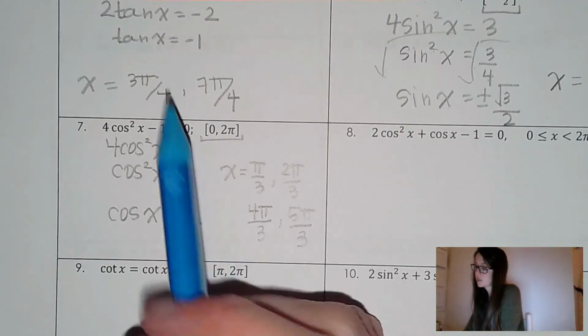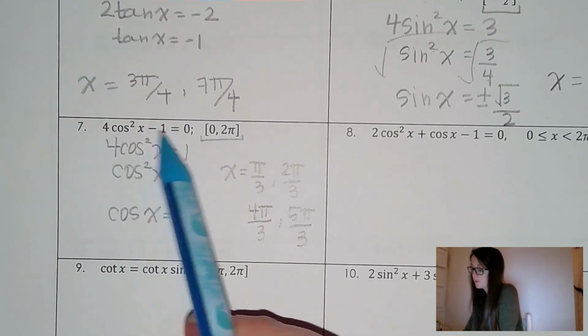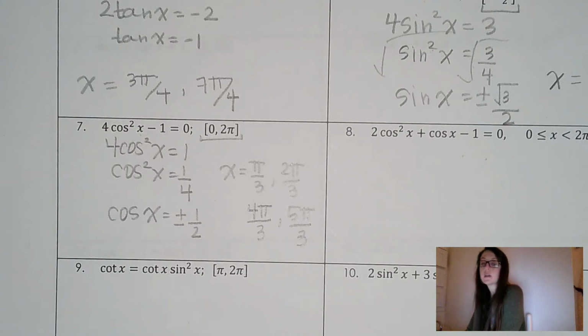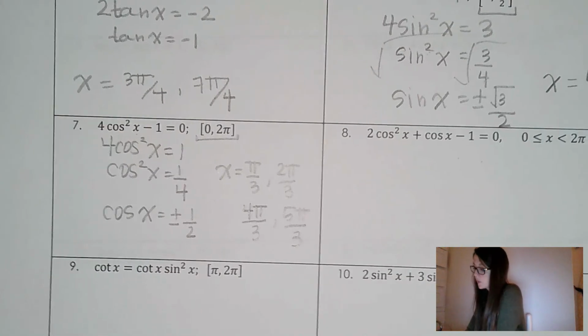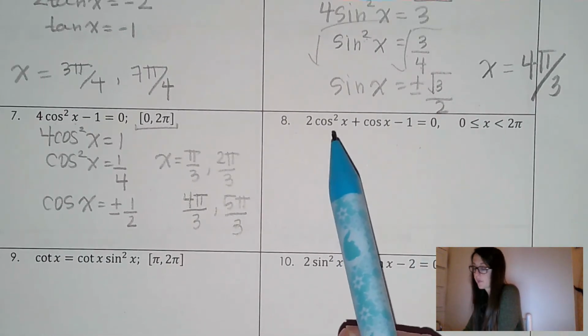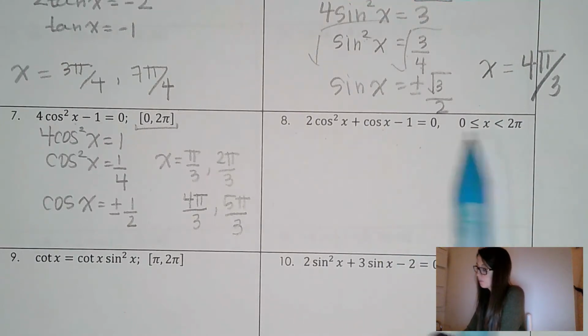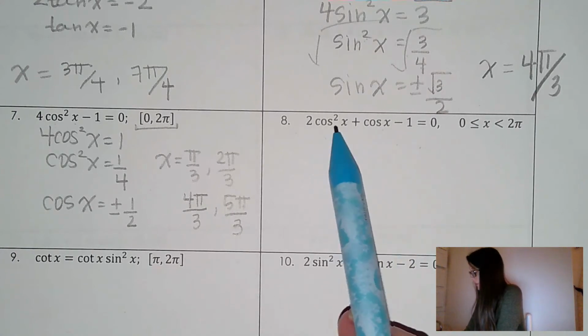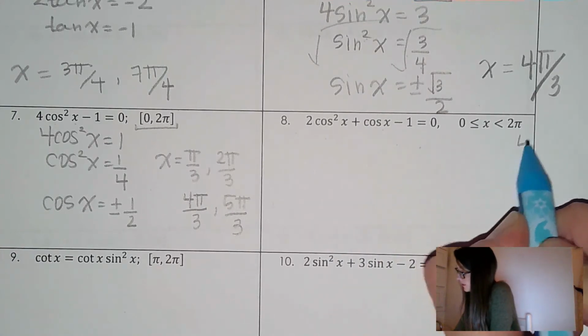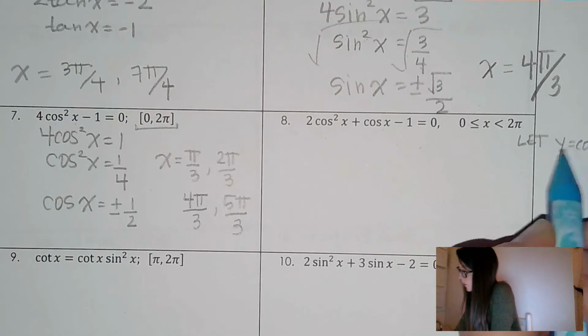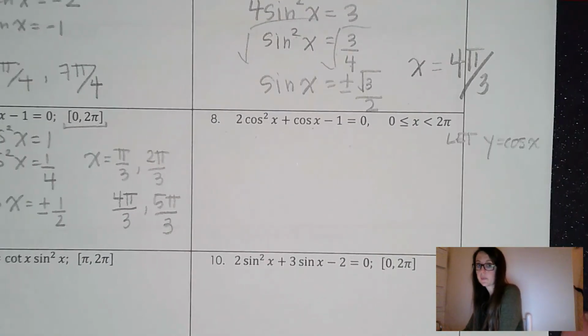Okay. You could have also done this one by factoring, right? So that's what we're going to be doing here for number 8. So factoring is going through and treating it like a regular algebra problem. So if I wanted to look at this one, I have a square term and I have a normal term and then I have a constant here. So if I were to let y equal cosine of x, y is going to represent cosine of x here, okay?